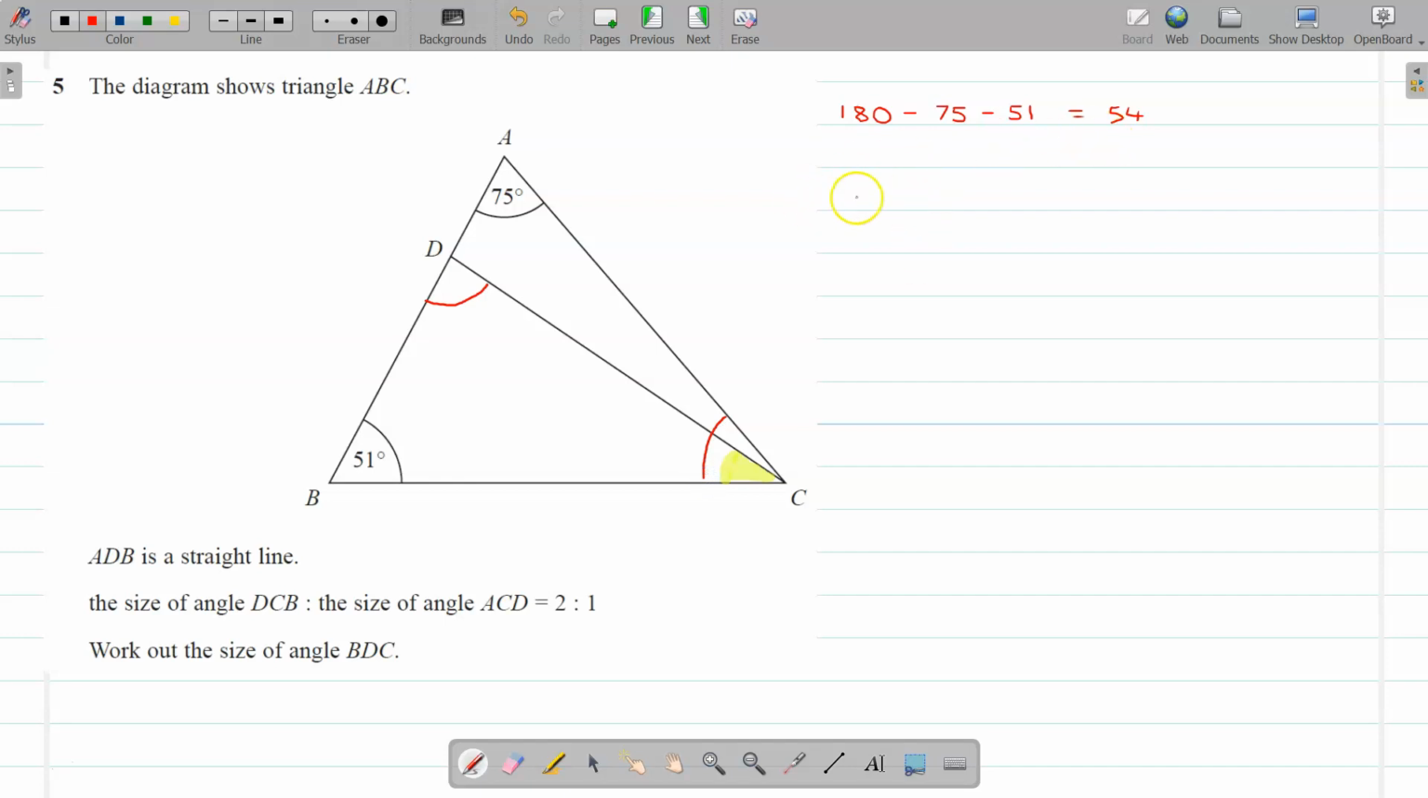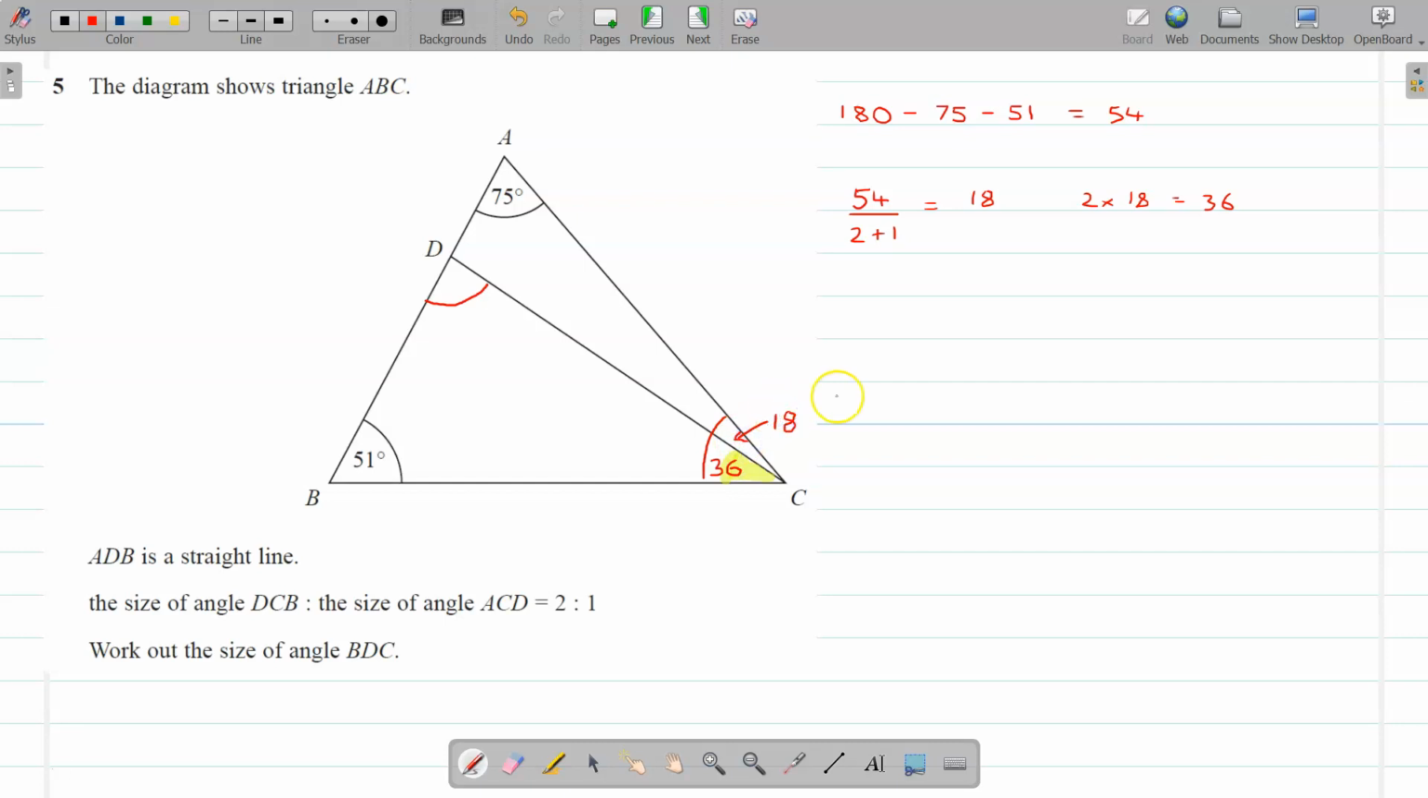Now I need to divide that in the ratio 1 to 2 or 2 to 1, so I need to do 54 divided by 3, or 54 divided by 2 plus 1, which is equal to 18. So 18 is one part, 2 lots of 18 will give me the other part, which is 36. So I've now divided this into a 36, and in that part there, an 18.